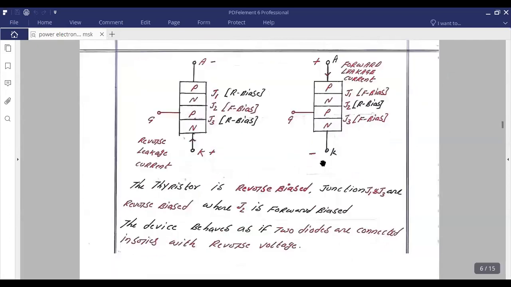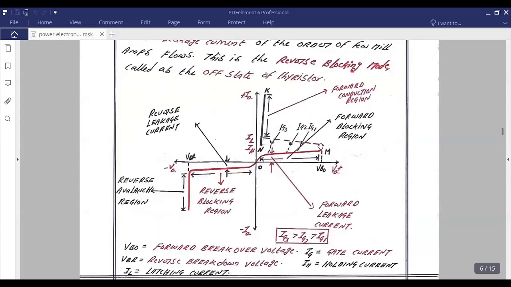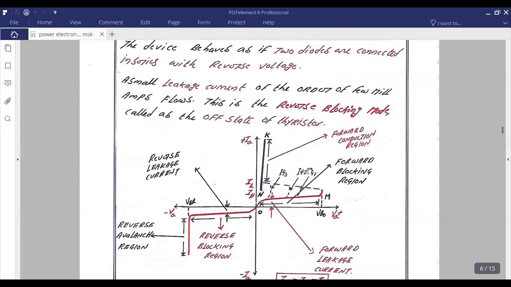Earlier, when we considered the classification of devices, we considered them as uncontrolled devices, controlled devices, semi-controlled devices, like that, isn't it? Uncontrolled devices are the devices that are turned on and turned off by the power circuit, isn't it? Here, this SCR is considered to be a semi-controlled device.